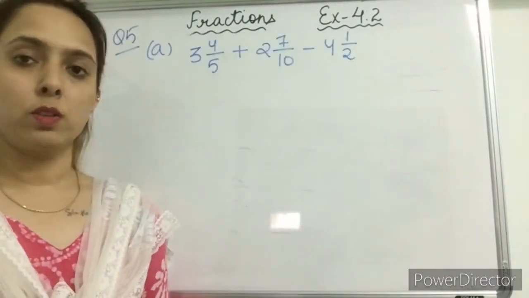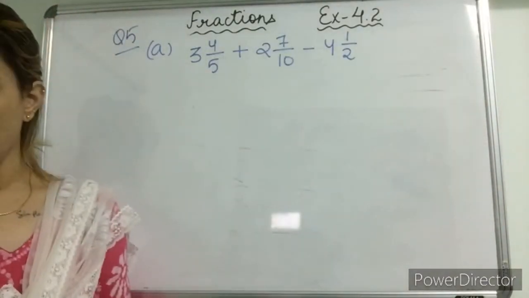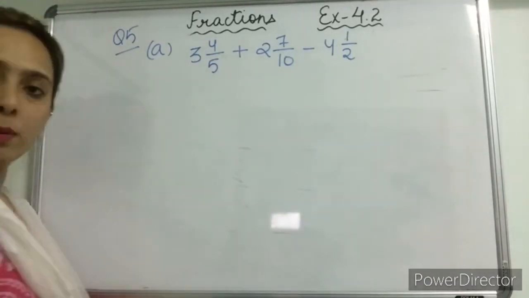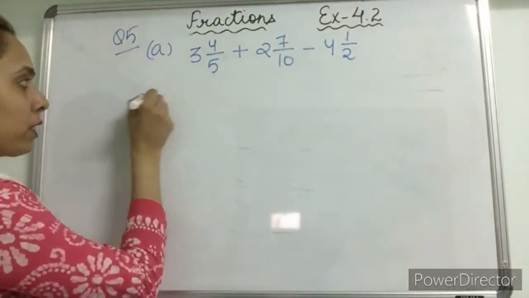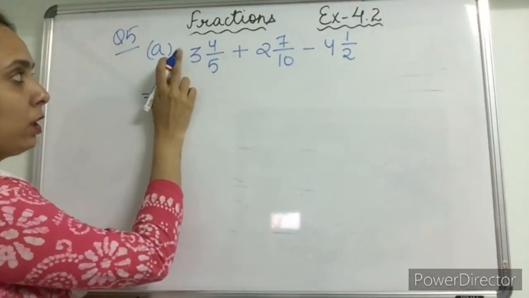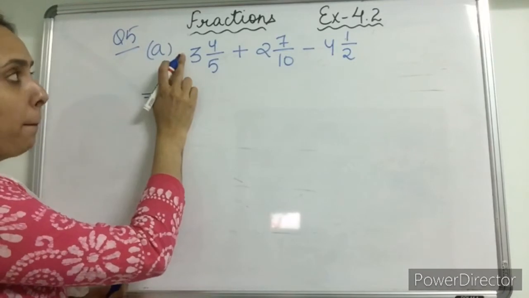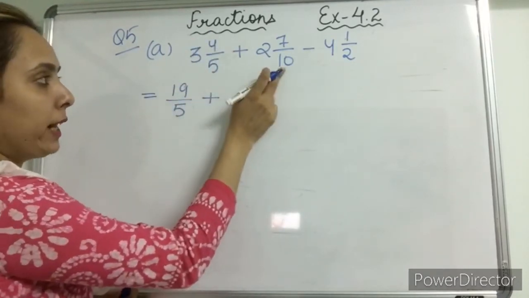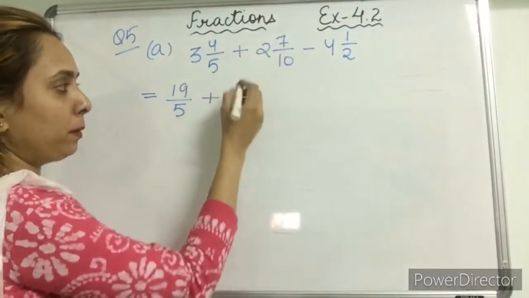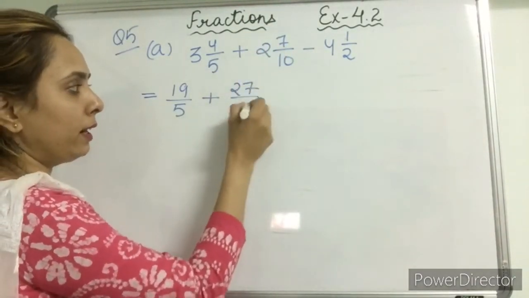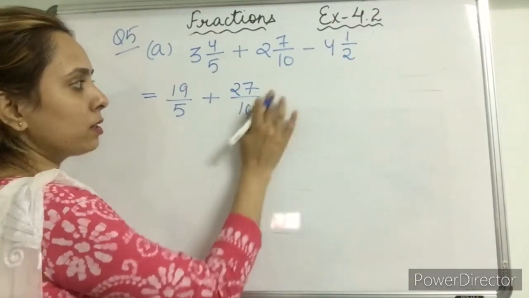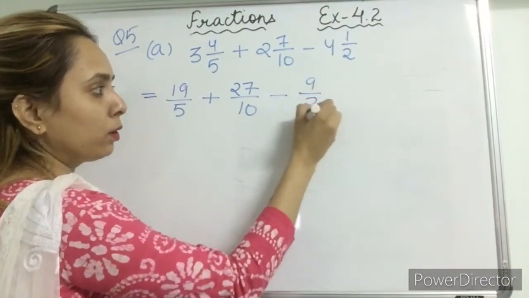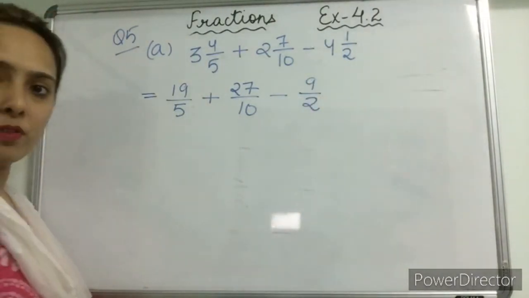Last question, question number 5a. Solve and simplify the following. All the numbers are mixed fractions. Convert them into improper fractions. 5 3s are 15. 15 plus 4 is 19 upon 5; 5 2s are 10, 20 plus 7, 27 upon 10; minus, 2 4s are 8, 8 plus 1, 9 upon 2. We have got the improper fractions.